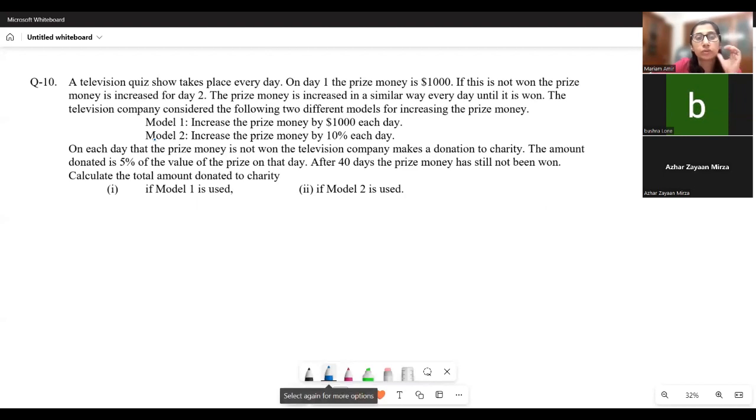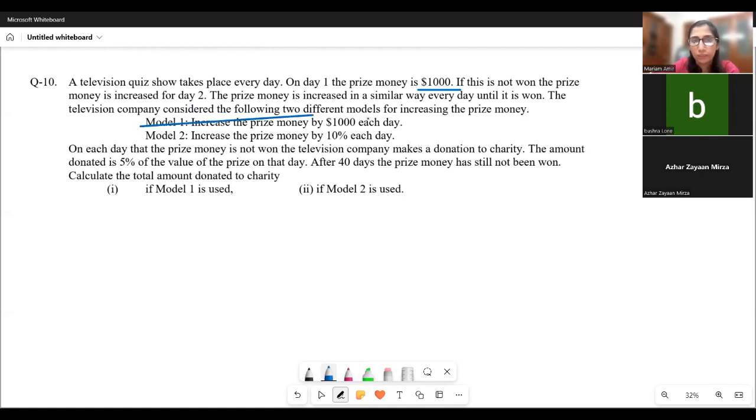A television quiz show takes place every day. On day 1, the prize money is $1,000. If this is not won, the prize money is increased for day 2. The prize money is increased in a similar way every day until it is won. The television company considered the following 2 different models for increasing the prize money.